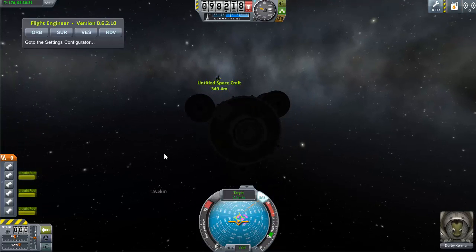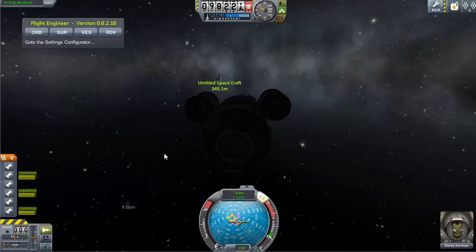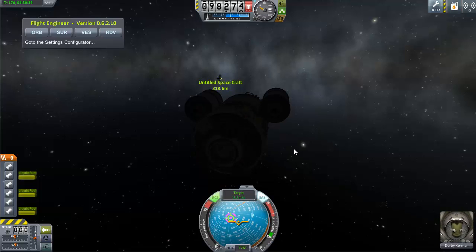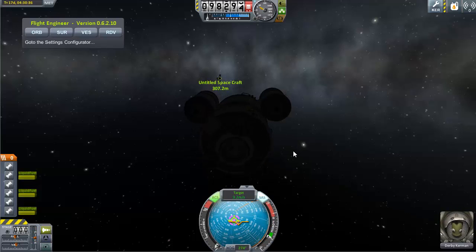Alright, I can kind of see it now, so now it's time for us to start docking, or realigning our ship so we can start docking. I do have RCS as well, so I'm going to enable that, and this will help us do this somewhat more professionally than before.